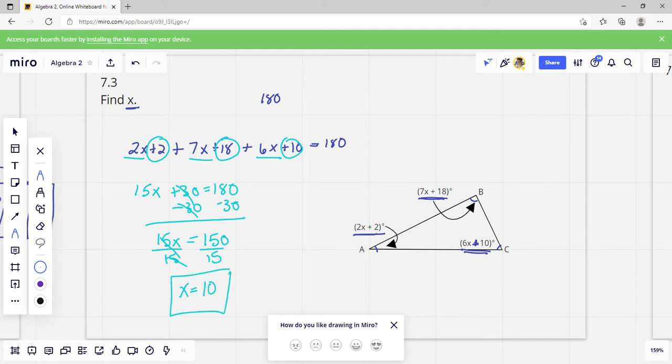Alright, so the key to this one is to know that all of these have to add up to 180. And then you just take all these equations, add them, and then set that equal to 180. And then just solve for x.